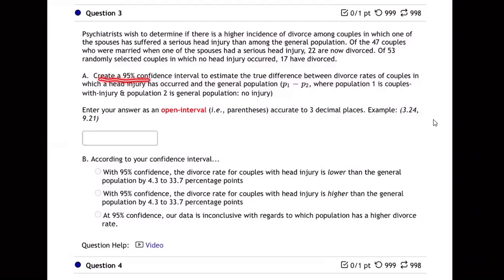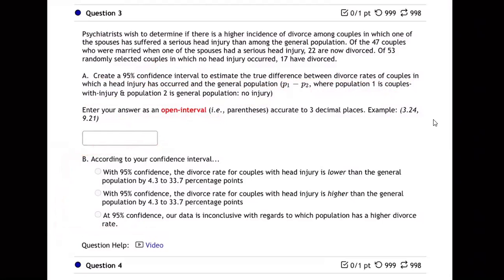Okay, create a 95% confidence interval. Notice this one's a confidence interval, not a hypothesis test, to estimate the true difference between divorce rates in couples where a head injury has occurred and the general population, where population 1 is couples with the injury and population 2 is the general population, no injury. Put in an open interval, and then what does that mean about your conclusion?